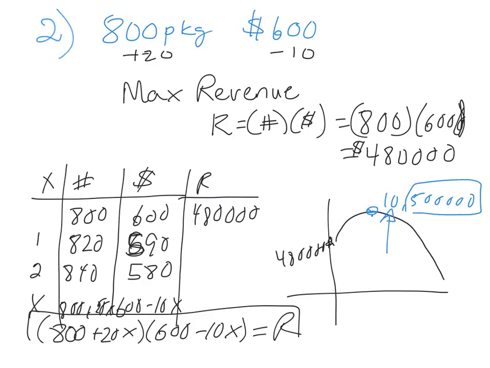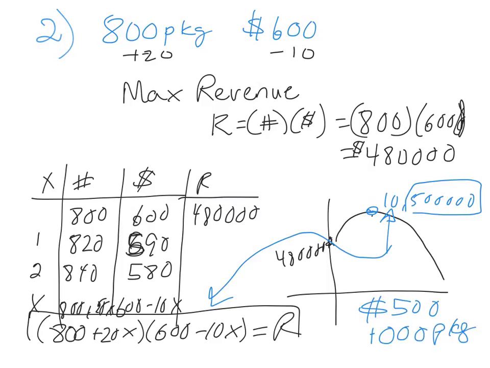When X is 10, well, think about it. That means that I've taken 10 $10 decreases, so I'm going to sell the packages for $500, and I've made 20 times 10 more sales, so that's going to be 800 plus 200, 1,000 packages get sold that season. Okay?